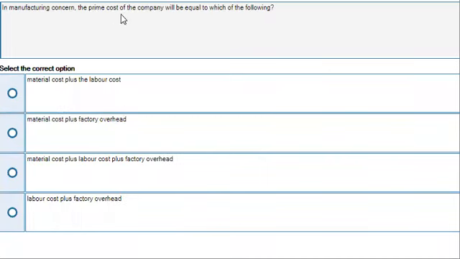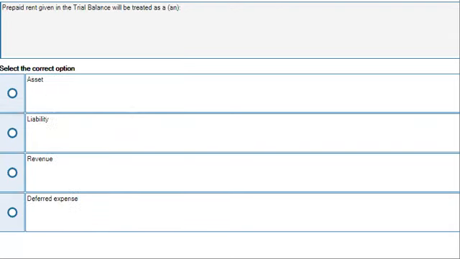In manufacturing, the prime cost of the company will be equal to the material plus labor. Material labor को इकट्ठा करेगा, prime cost बनेगी. Prepaid rent in the trial balance will be treated as an asset. Fixed asset plus working capital is net asset employed.